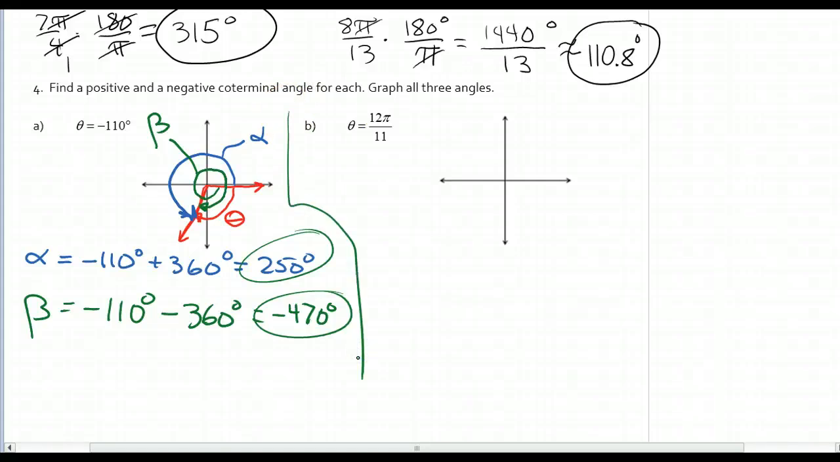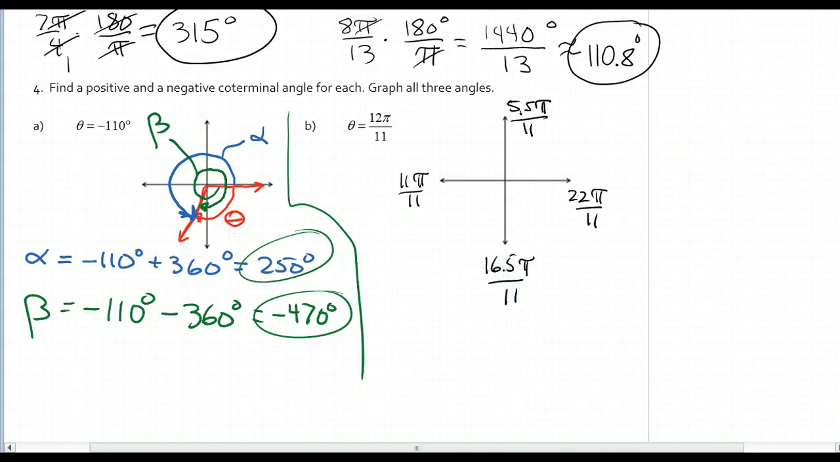For this one we've got 12 pi over 11, so what I like to do is mark my quadrant angles, so I know that halfway around is going to be 11 pi over 11, so that's my pi, and then 360 is going to be 22 pi over 11, which would make 90 degrees, 5.5 pi over 11, and then this would be 16.5 pi over 11.